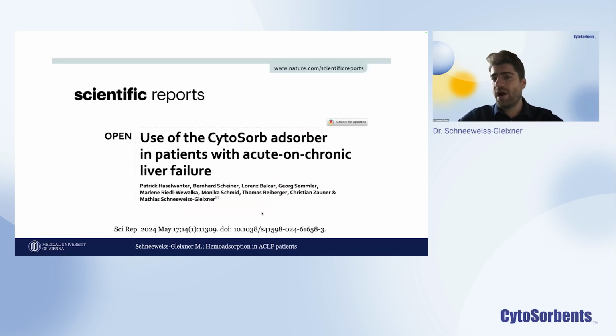So I'm very proud that what started in 2017 with the first use of the CytoSorb adsorber in a patient with acute liver failure, and we then systematically used the CytoSorb in our patients with ACLF, we were now able at the beginning of this year to summarize all the data and publish it in the top journal Scientific Reports. And for the next 10 to 15 minutes, I will show you the results of our experience concerning this patient population.